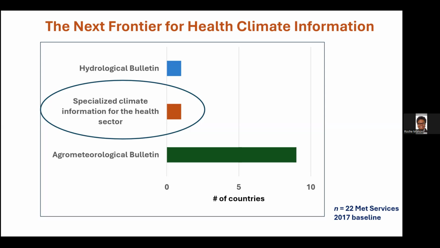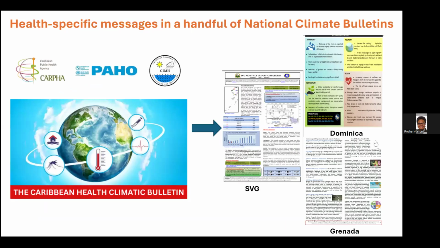But as we know, downscaling this information from, let's say, what's being provided in the Caribbean HCB to the national level is where the most value lies, because then you would have better targeted information that can help you to better inform your strategic and operational decisions, information that is very country specific. And so this is the next frontier for climate health information going forward.